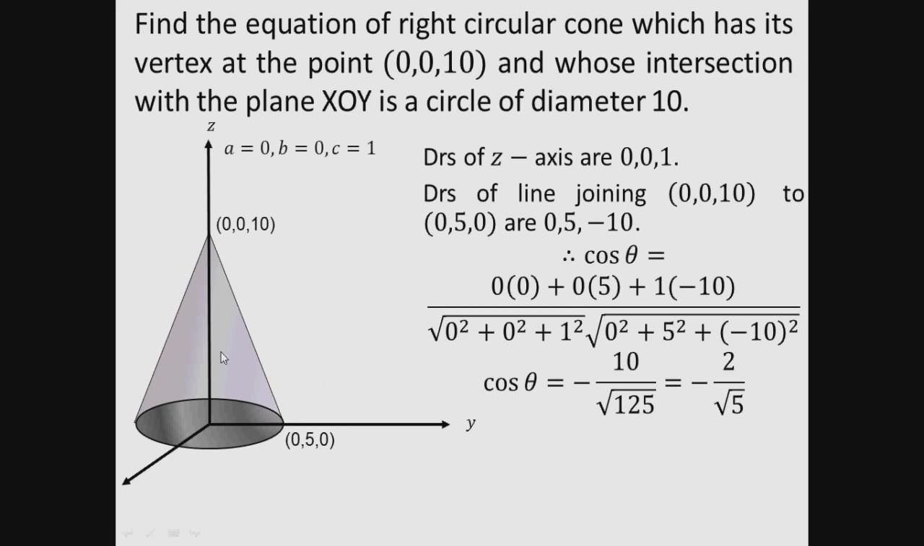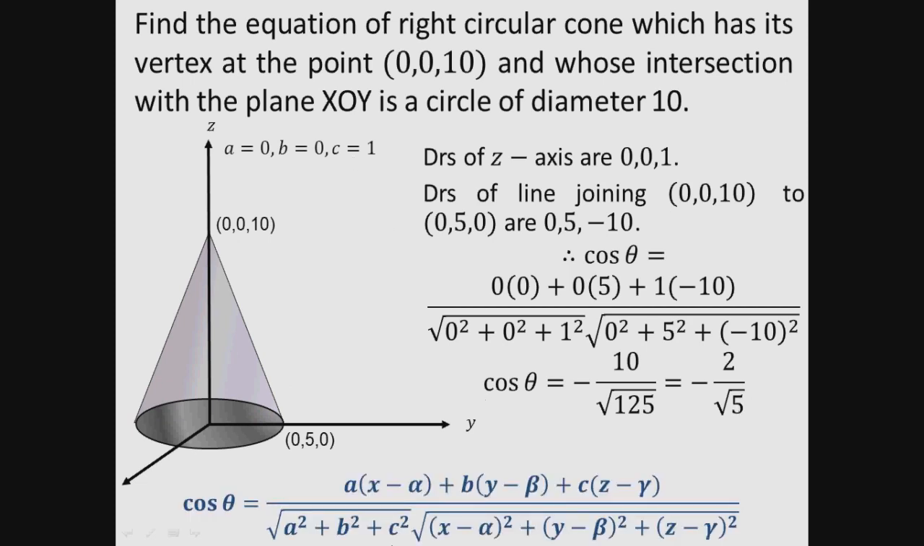Now take any general point x, y, z on that right circular cone. Take alpha, beta, gamma as 0, 0, 10, a, b, c as 0, 0, 1, and take cos theta as minus 2 by root 5 and put it into this formula. And then taking square on both sides, simplifying the equation, we can get the equation of the right circular cone. So it is exactly similar to that of the first two problems, and then simplification gives us the answer.